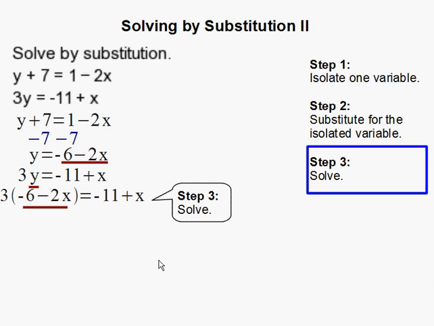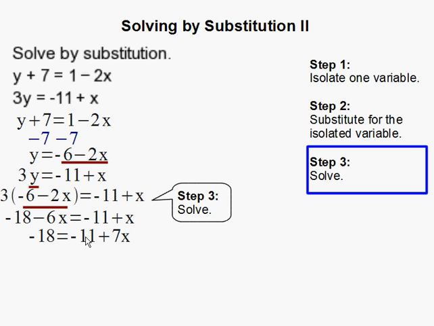Step 3, solve. Now that we have only one variable, and that is x, we simply solve for x. So we distribute this in. 3 times negative 6 is negative 18. 3 times negative 2x, because minus is the same thing as negative. So that gets us negative 6x equals negative 11 plus x.